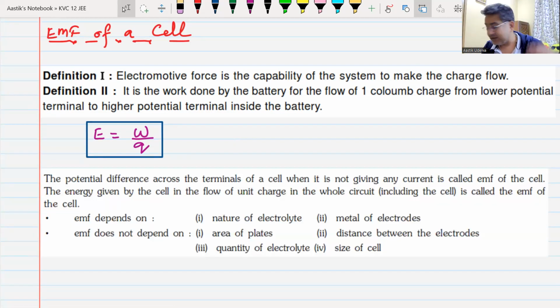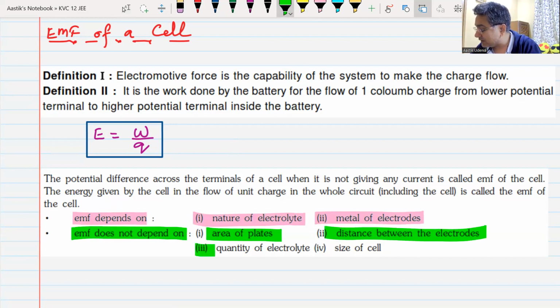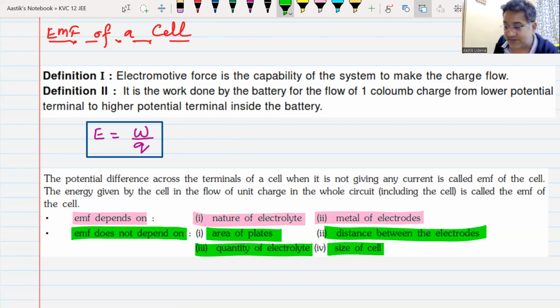On what factors does EMF depend? This point probably we did not discuss. EMF depends on the nature of the electrolyte and the metal of the electrode. On what factors does EMF not depend? Area of the plates, distance between the plates, quantity of electrolyte and the size of the cell. EMF of the battery does not depend on these. Do we understand this? Yes or no? Yes, sir.